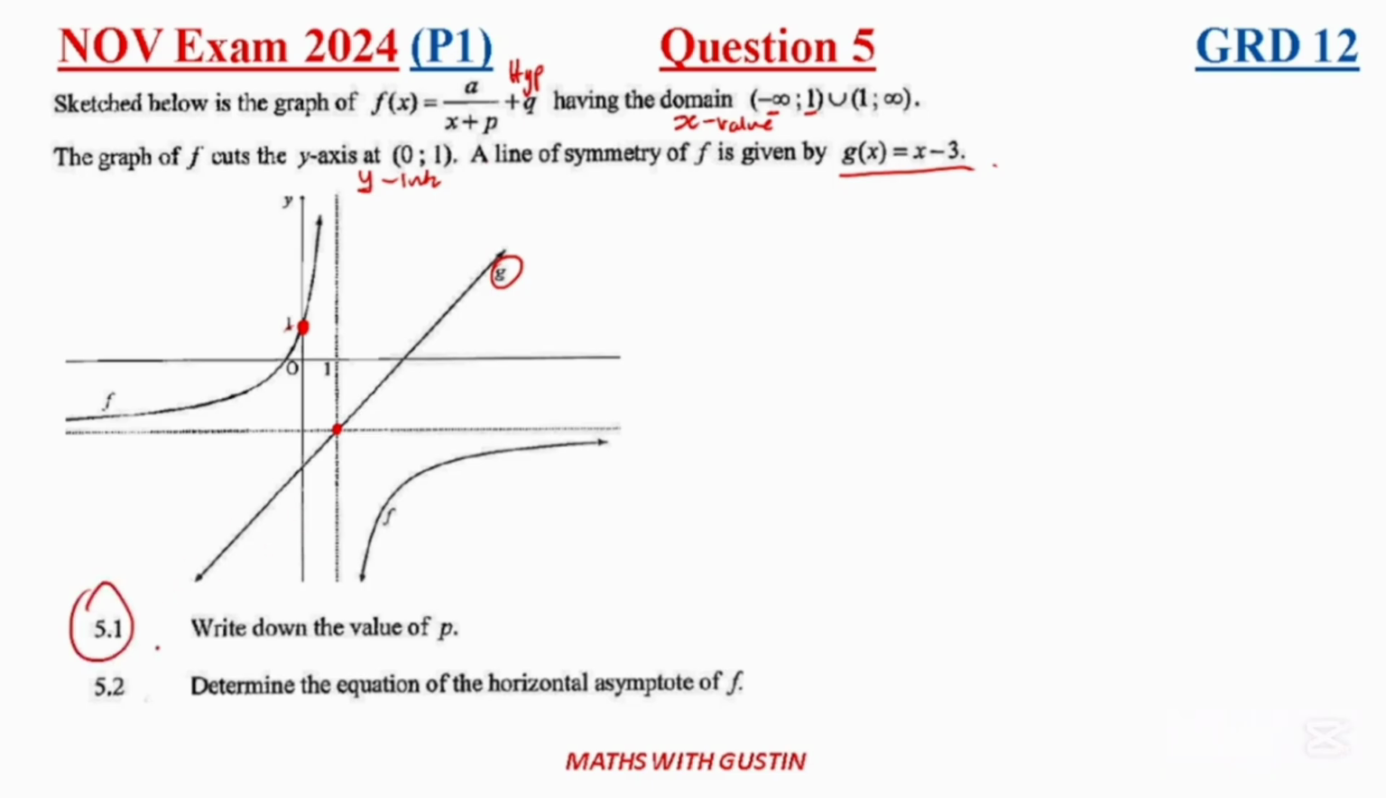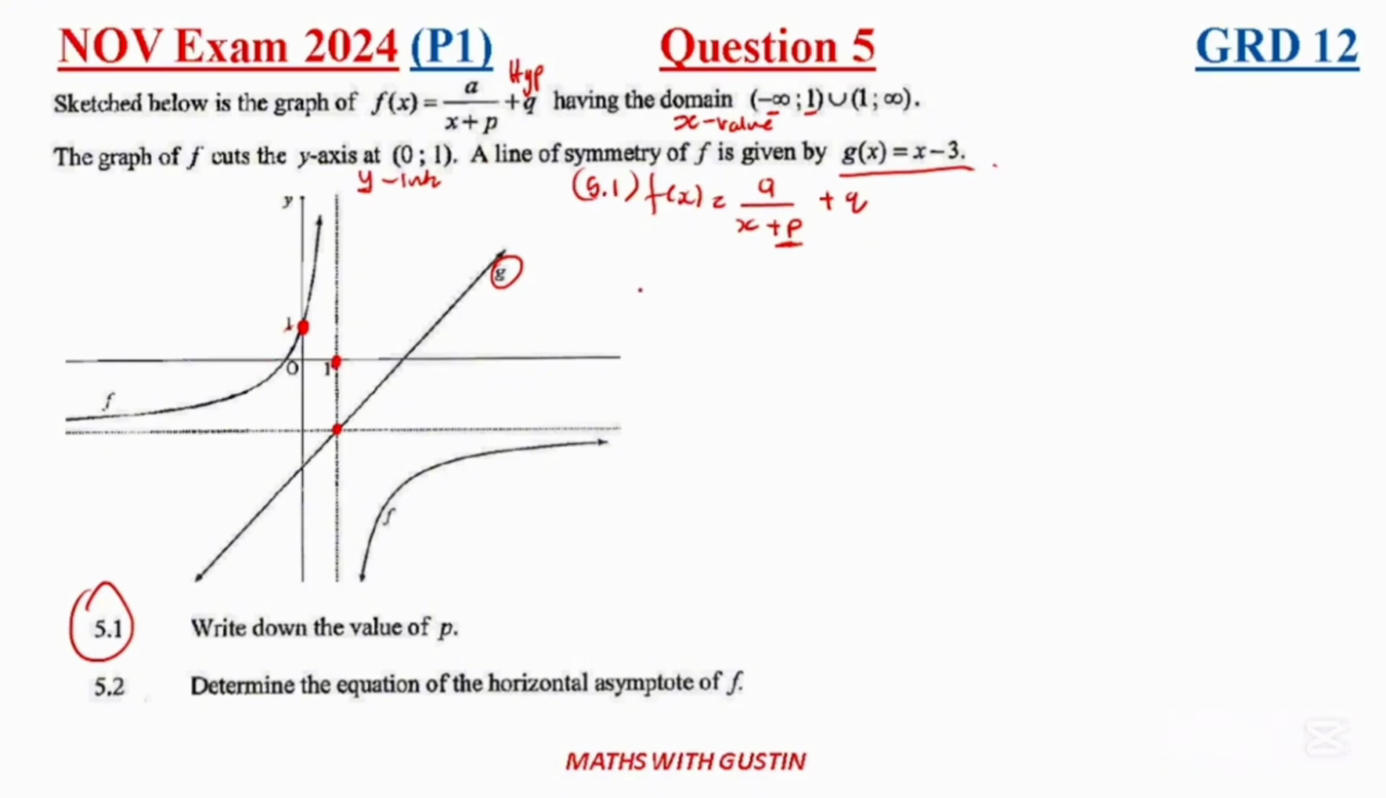5.1. I hope you guys understand the question. Write down the value of p. So they are requiring us to write down the value of p. So let's just see here, f(x) = a over (x + p) plus q. So you can already see p is sitting there, which gives us our vertical asymptote. So now we already know, they've given it to us, it's 1.